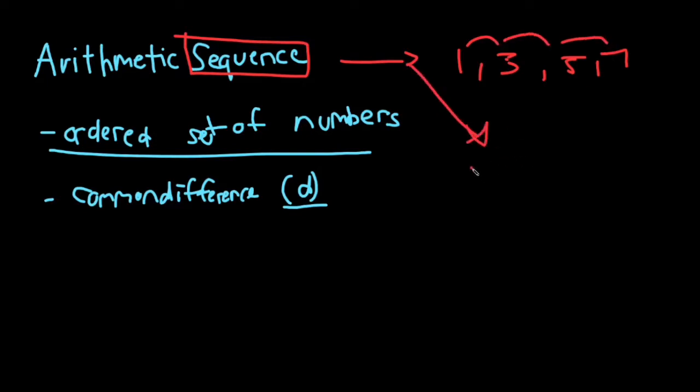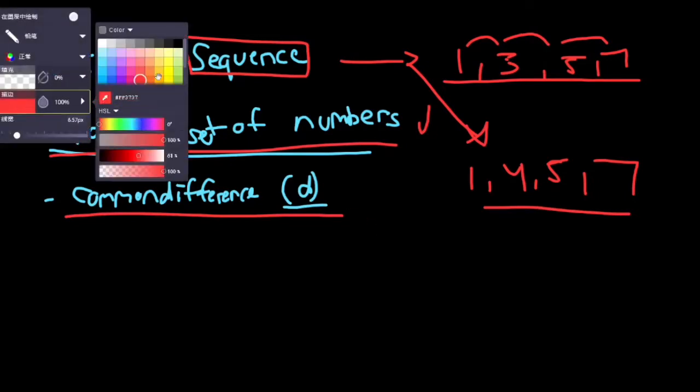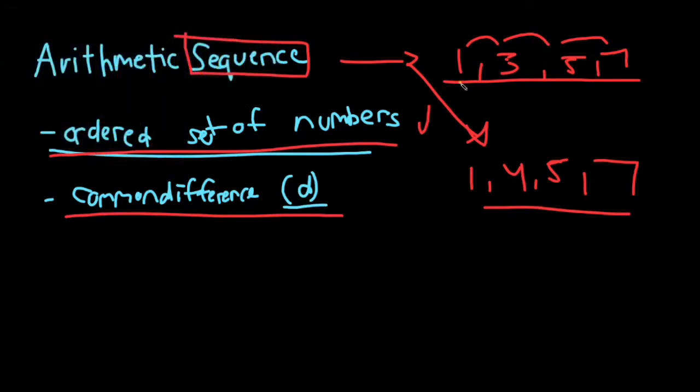So a sequence can also be 1, 4, 5, and 7. The difference is that 3 is now 4. Weird, right? Now, the one that is an actual arithmetic sequence should be an ordered set of numbers. So these are ordered sets of numbers, correct? Does it have a common difference? What is a common difference, you may ask? A common difference is the difference between two consecutive numbers. Consecutive numbers are the numbers before and after a number.